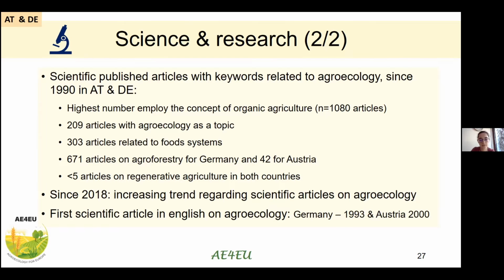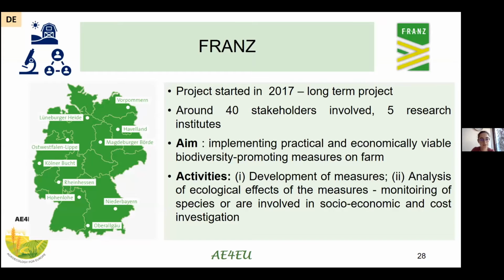Next, I will present a project called Franz, which is a long-term project over 10 years. It aims to find and develop biodiversity-promoting solutions. In this project, there are 10 farms distributed throughout Germany. You can see the map there on the left. Each farm was chosen as typical for the region. Overall, there are 40 stakeholders involved in the project, 1 to 2 advisors per farm, 5 research institutes that work on the project, and a total of 13 farmers.